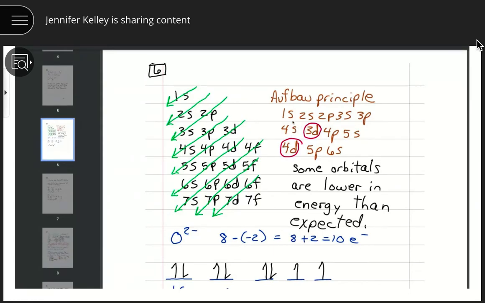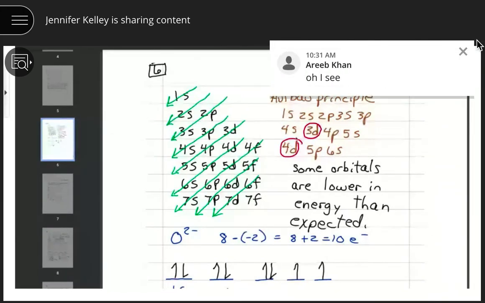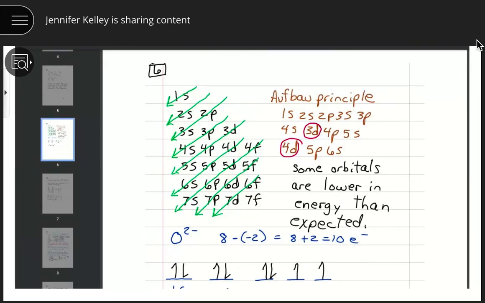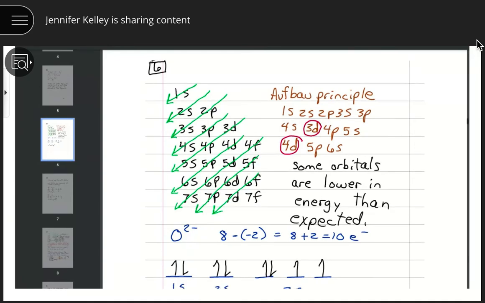So the arrows are showing me that it goes from 4S to 3D, and then back to 4P, and then 5S to 4D, and then 5P and 6S. So they look like they're out of order. They're not, but they look kind of like they're out of order. And there is an easier way to do it than this, and I'll show you that toward the end. There are two ways. This is the way I learned it, but there's another way also that is very helpful as well.